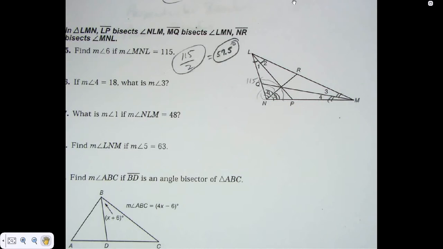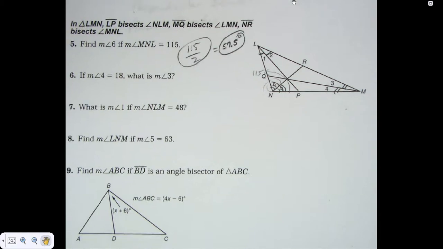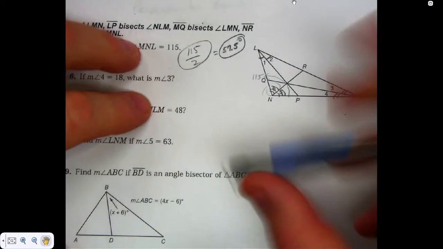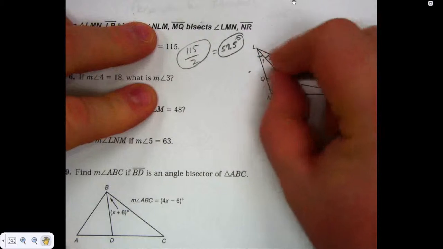So far, the big difference here is they added a third angle bisector, didn't they? So it just makes it a little more jumbled up and maybe a little harder to see, but it's the same concept. Angle 4, they say, is 18.